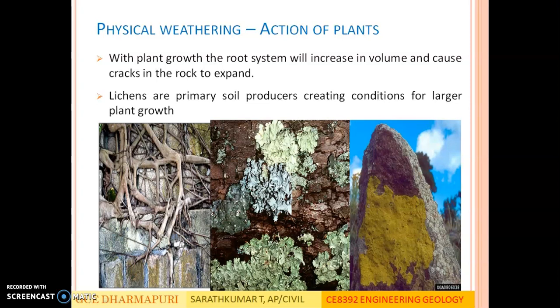Lichens are algae. Sometimes it produces weak acid, which will help in weathering. We will be seeing that in the next chemical weathering, and also it creates a nice surface. It will absorb moisture and helps plants to grow inside the rocks.